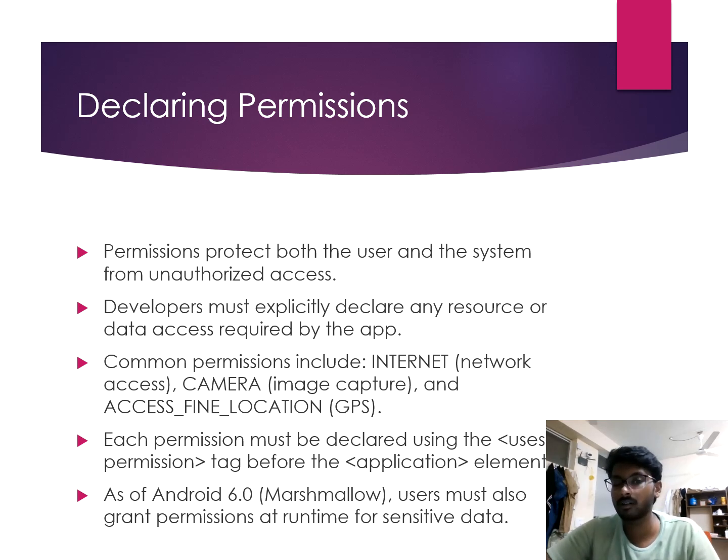Since Android 6.0 Marshmallow, users must also grant permissions at runtime for sensitive data. So, permissions are very important in Android apps. They help protect users from unwanted access. For example, if our app needs internet or GPS, we must clearly mention it in the manifest. Common permissions are internet, camera, and access file location. Each permission is written using the uses-permission tag. Since Android 6.0, users must also give permission at runtime for sensitive data like location or contacts.